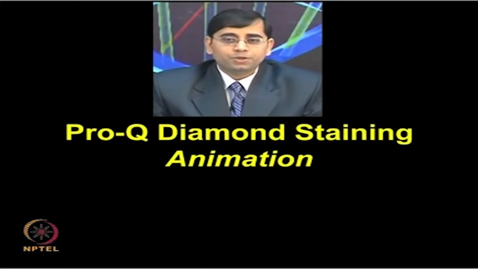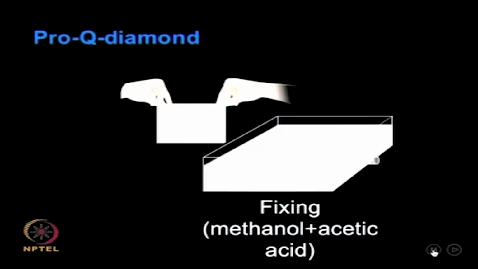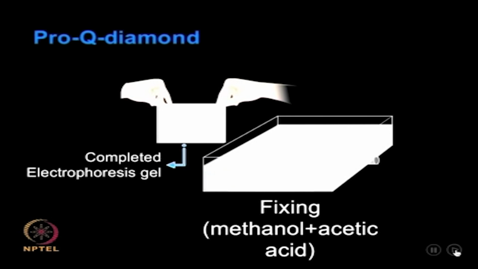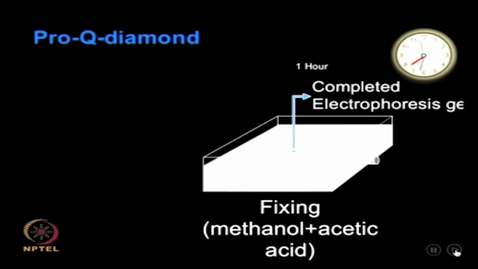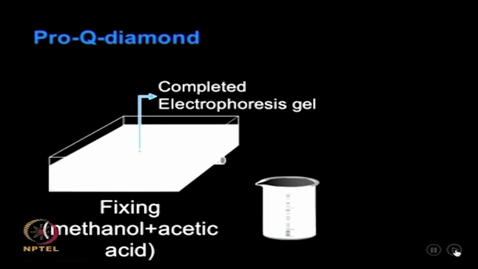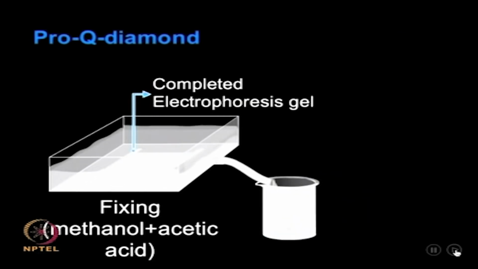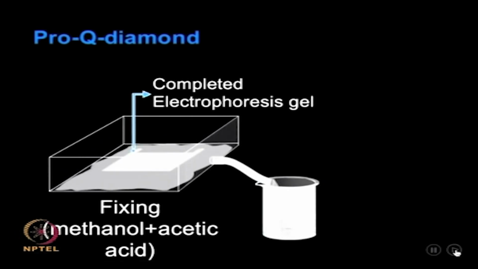Now, let me show you this animation for doing Pro-Q Diamond staining followed by dual staining. Pro-Q Diamond is a very useful staining technique for detection of phosphoproteins, and when used in combination with Sypro Ruby red, it also provides a very comparative profile of total protein contents and the phosphoprotein content.